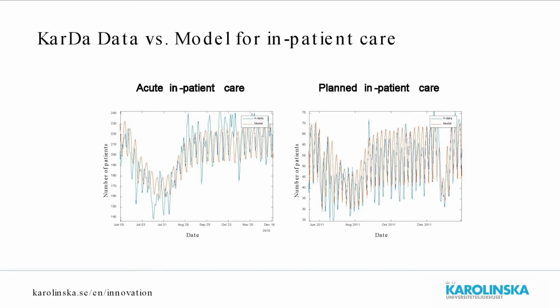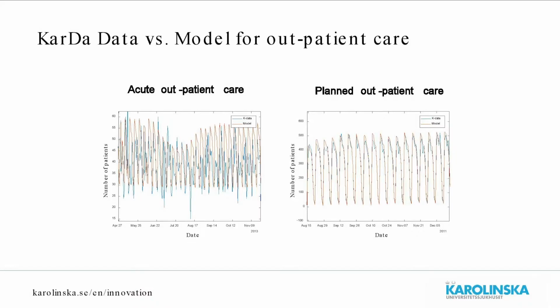So how well does the model perform in comparison with the actual data when I populated the model with this kind of data? This is the Canada data versus model for inpatient care. You have acute inpatient care here and planned inpatient care. On the x-axis, you have the date, and on the y-axis, you have the number of patients that each day are in the different states. So you can see that the time-dependent model actually follows the actual data very nicely, both on the long-term time scale and on the short-term time scale. And the same holds for outpatient care, for acute outpatient care and planned outpatient care, on long-term time scale and short-term time scale.